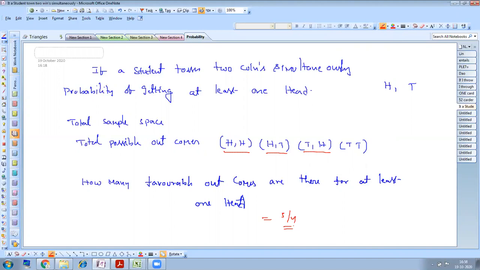Guys, the same question, if I'm asking only tails, what is the answer? That means there is no heads. Probability of getting both tails is 1/4. Now, the probability of getting one head and one tail is 1/2. Simple. Like this, we can solve the questions related to probability. This is the only thing we have. That's it.